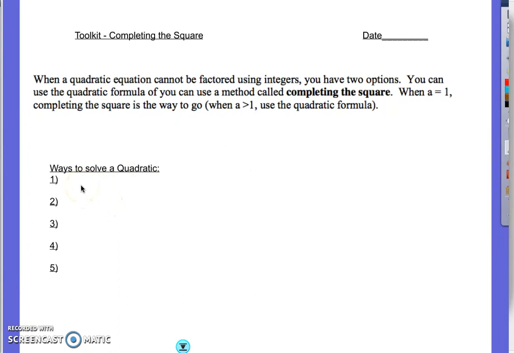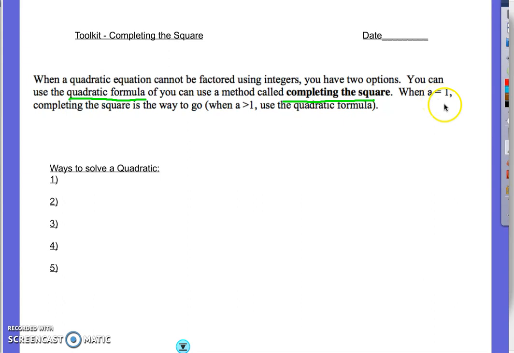Okay. When a quadratic equation cannot be factored, you have two options. You can use the quadratic formula, which of course we've already learned, or you can use this method called completing the square. Okay. The best time to use completing the square is when a equals 1.